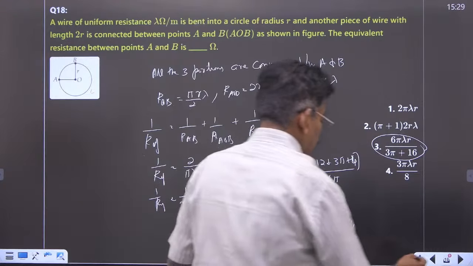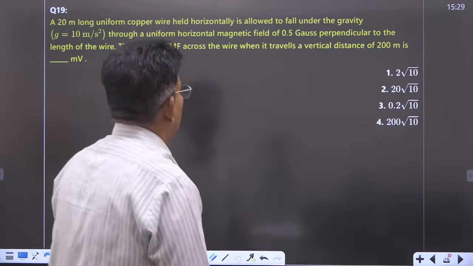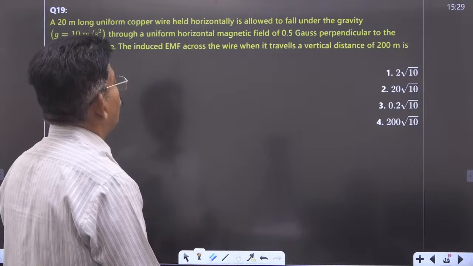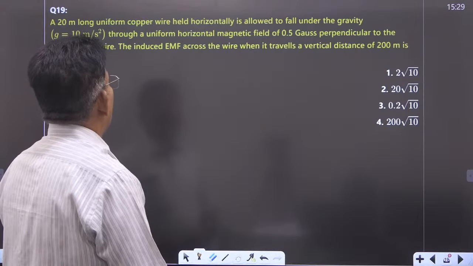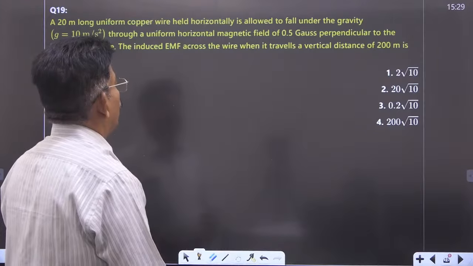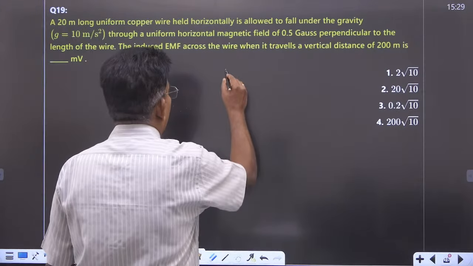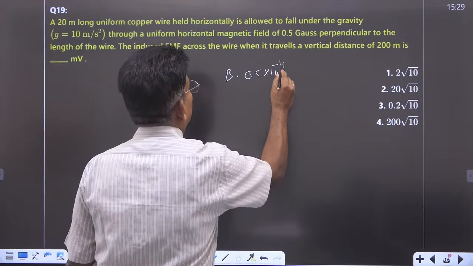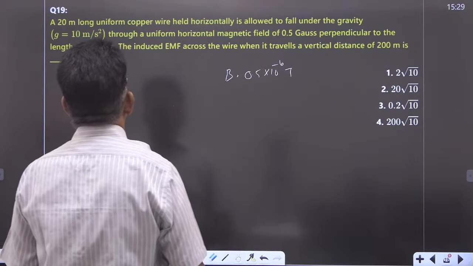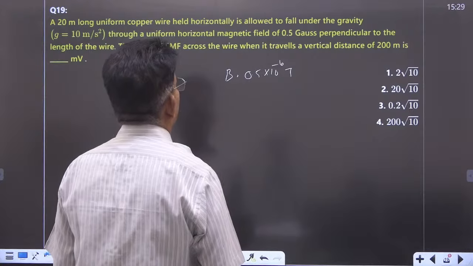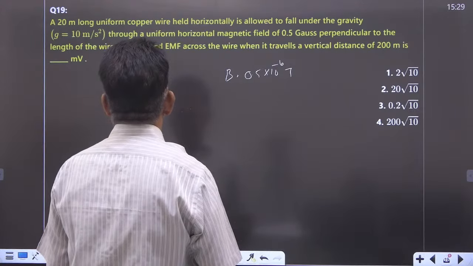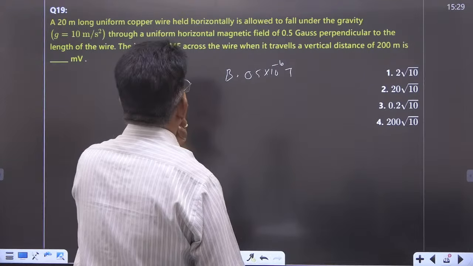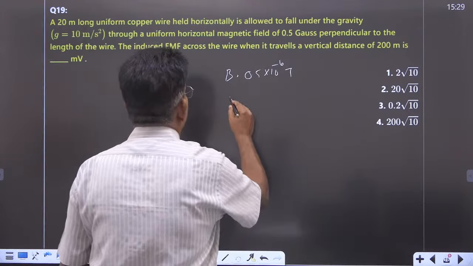We go to the next question. Now, a uniform copper wire held horizontally is allowed to fall under gravity through a horizontal magnetic field. So we'll write it quickly. Magnetic field is 0.5 into 10 to the power of minus 4 Tesla, isn't it? g we have taken as 10. Perpendicular to the length of the wire, find the induced EMF across the wire when it travels a distance of 200 meter. The length of the wire is 20 meter.